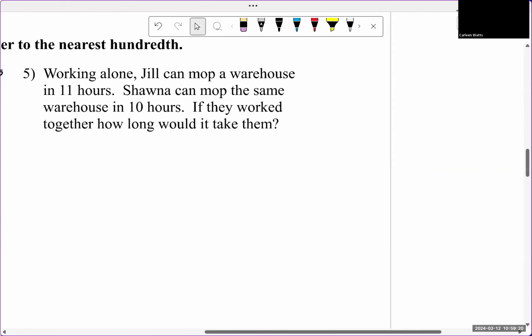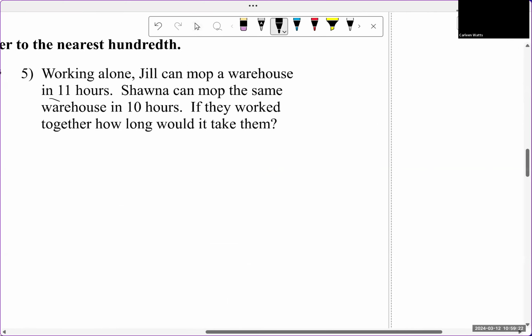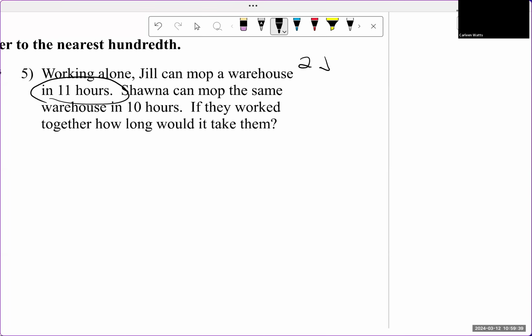Okay. So Jill can mop the warehouse in 11 hours. Oh my goodness. Can you imagine mopping for 11 hours? You can't mop for 11 hours, but this is the way my problem generator just spits out these problems. Okay, can you see that 2 Jills would take 5.5 hours?